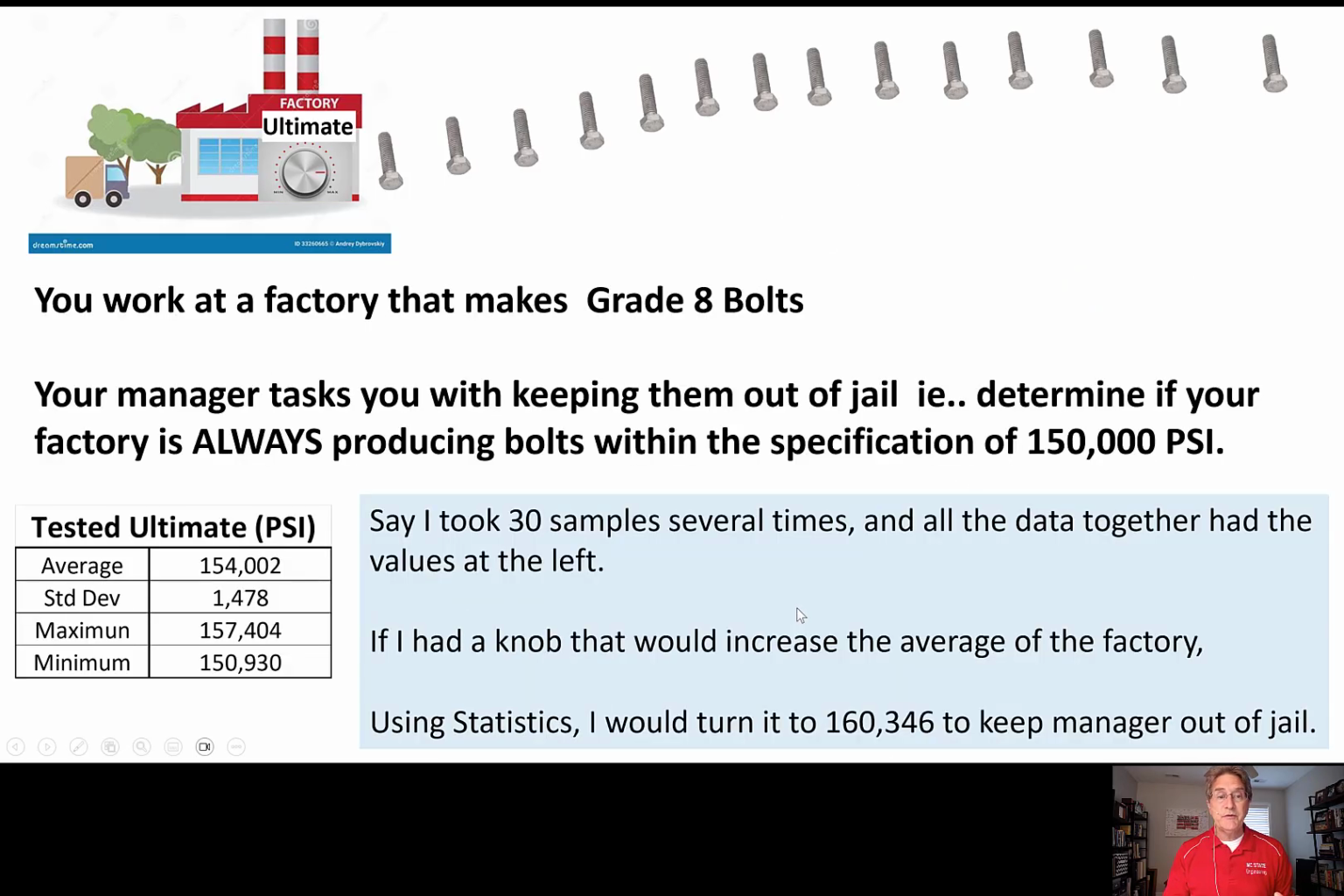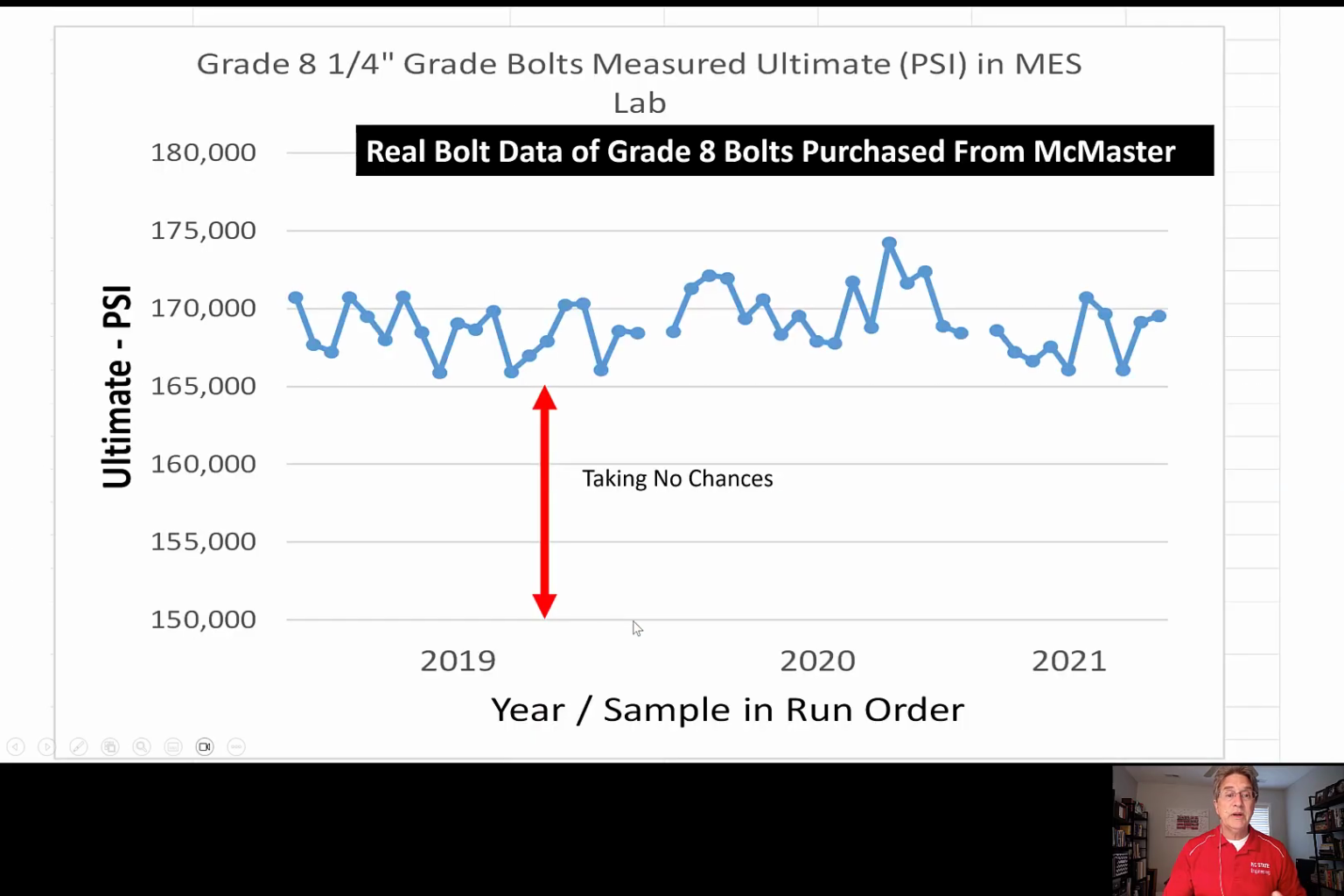160,346, which, if you remember, the very beginning, I told you if I had a knob, I would turn it to that. Well, you now see where I got that number. And that's what people really do in industry. I showed you this chart, real bolts that we had bought from McMaster. We tested them, and you see they're way up here. Why are they so much larger? Because they did the math. They looked at their processes, they saw the amount of variability, and they said, look, here is where we're sitting it to make sure that we don't go below 150.